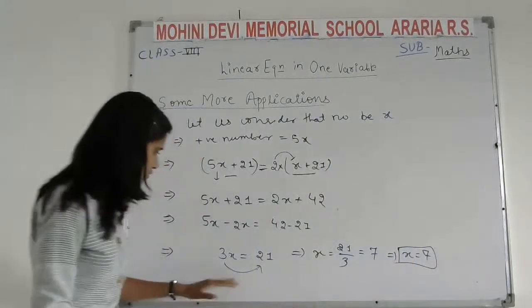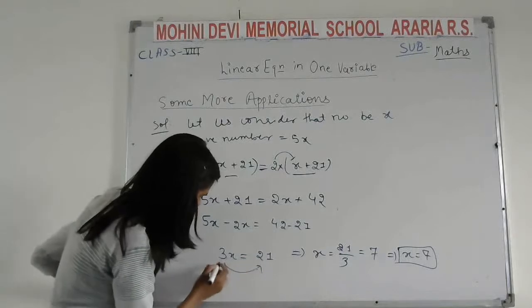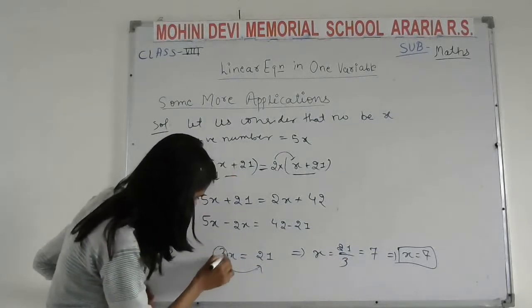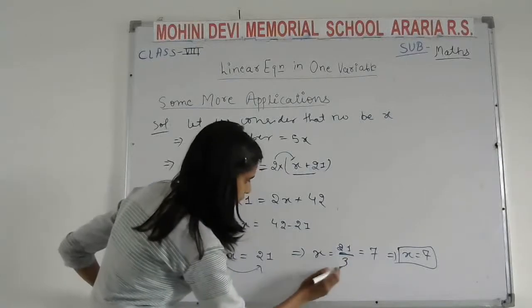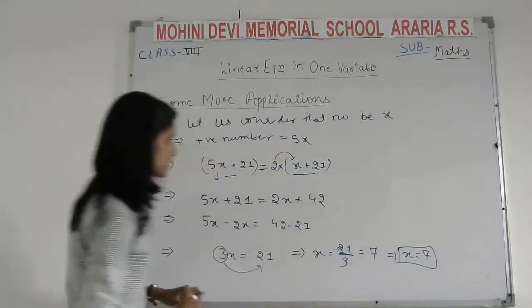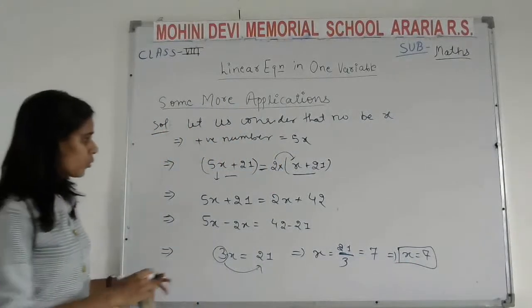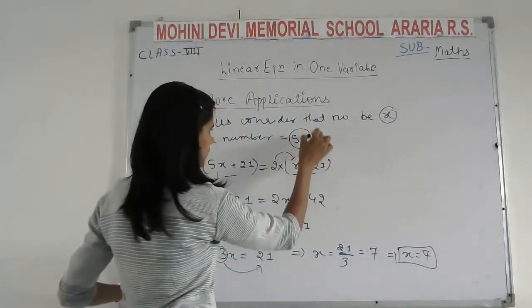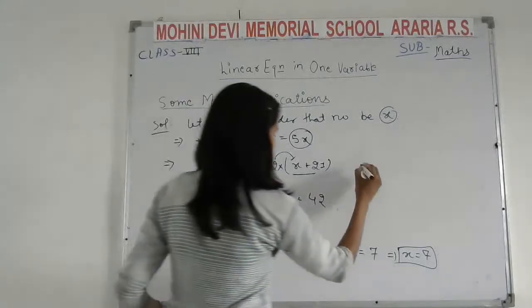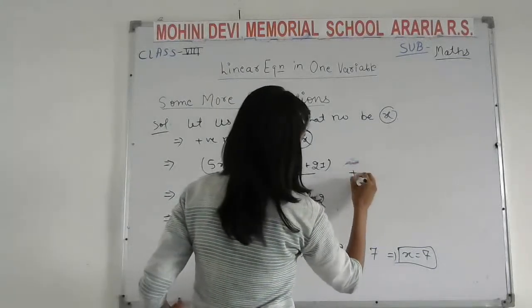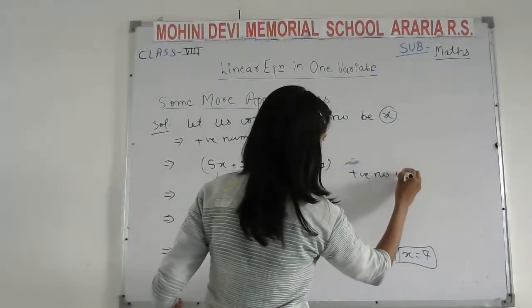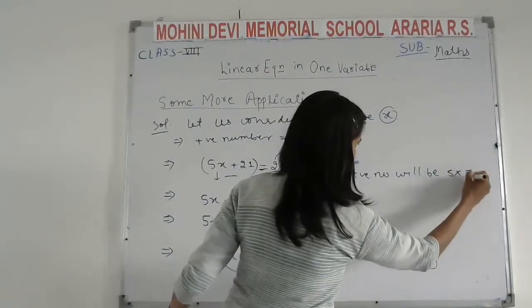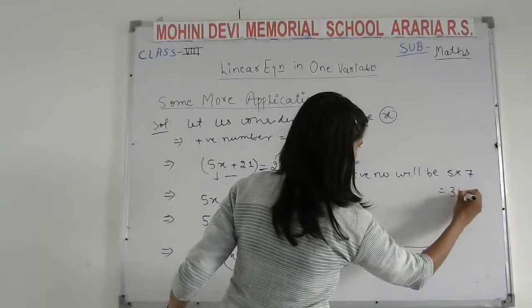You already know how to solve this. Keep this x here and shift this 3 to the other side. Since here it is in multiplication form, there it will be in division form. Now divide 21 by 3, we get 7. So one number is 7. We have considered one number as x and the other number already becomes 5x. So the other number, that positive number, will be 5 times x, that is 5 times 7, which is 35.